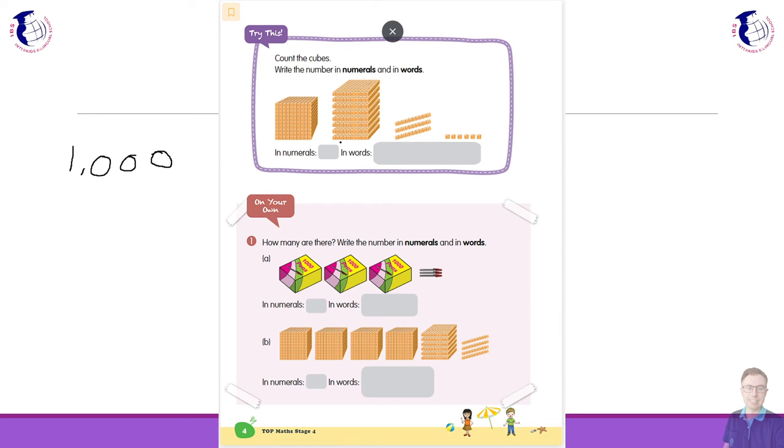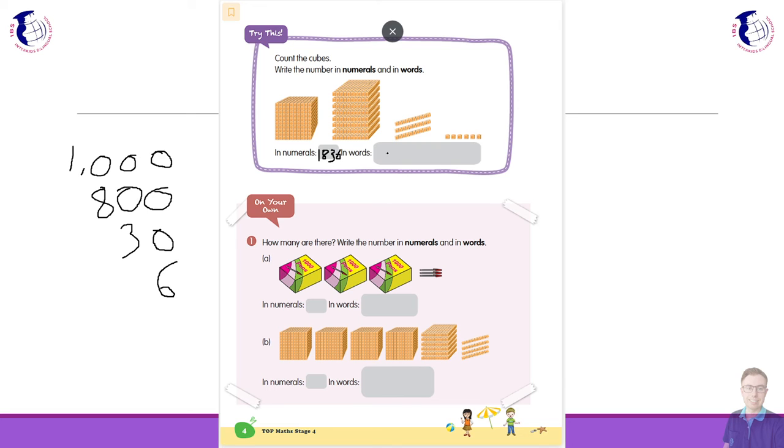And then I've got some sets of 100 here. I've got 1, 2, 3, 4, 5, 6, 7, 8. Then I've got 8 hundreds. Then I've got 3 tens. And I've got 1, 2, 3, 4, 5, 6 units. So in total I have, if I can fit it in this tiny little box here, 1,836. There we go.